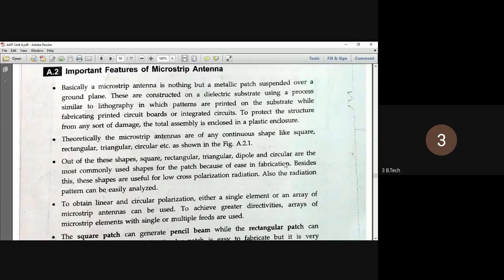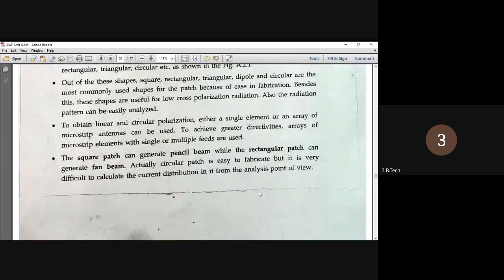So out of these shapes, square, rectangle, triangle, dipole and circular are the most commonly used shapes of the patch because of ease of applications. Besides this, these shapes are useful at low cross polarization radiation. Also the radiation pattern can be easily analyzed. So radiation patterns అనేవి anechoic chamber లో తీసుకుంటారు. మీకు లాస్ట్ టైం కూడా చెప్పాను. anechoic chamber అంటే ఏంటి, ఎలా తీసుకుంటారు రేడియేషన్ ప్యాటర్న్స్ ప్లాటర్ నుంచి.